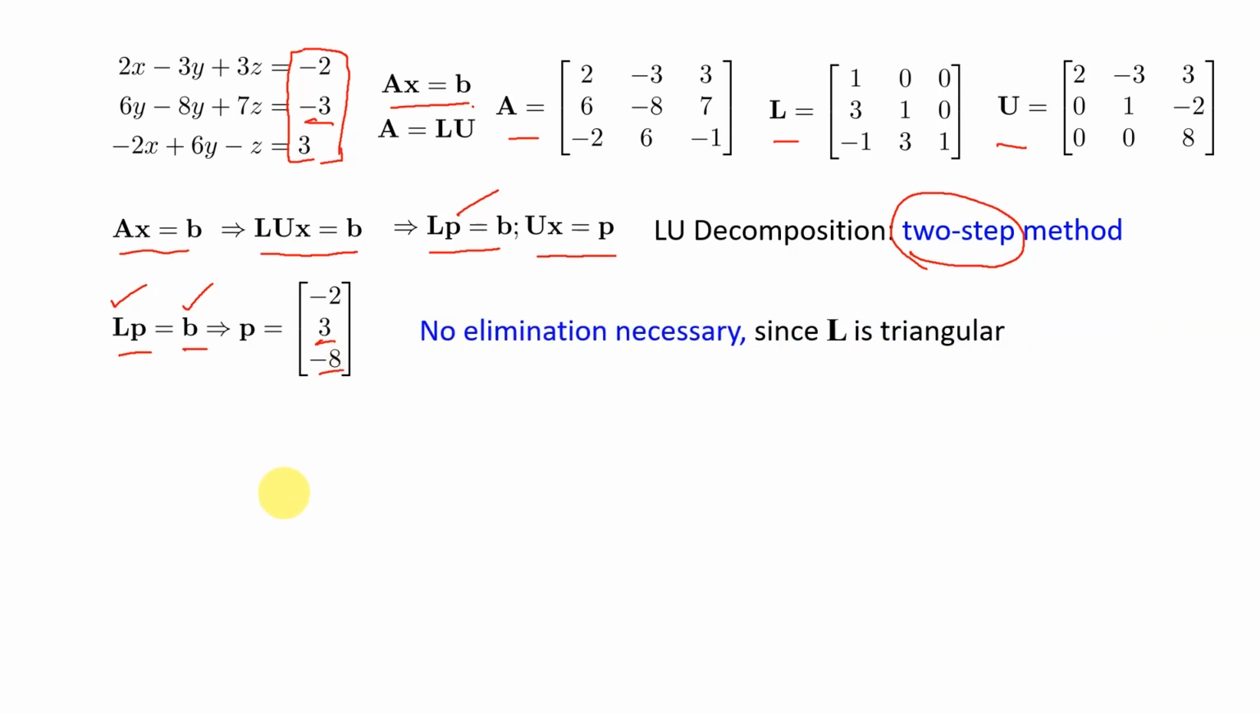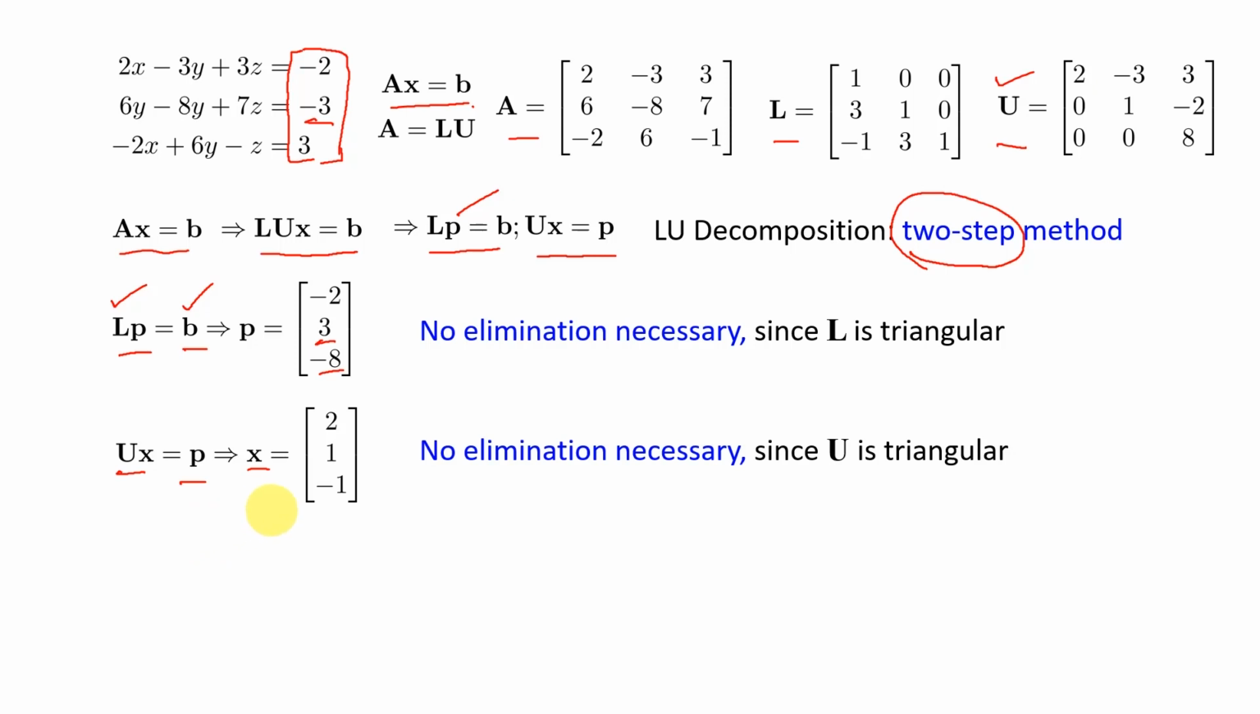So now that we have P, we go to the next step where Ux equals P. Since we know P already, we can find X from here. And once again, U is an upper triangular matrix, so there is no elimination necessary. We can directly find X. Going from the X3, which means Z here, from the third equation we take Z, from the second equation we take Y, and from the first equation we take X. This is very similar to the back substitution that you did in Gaussian elimination.